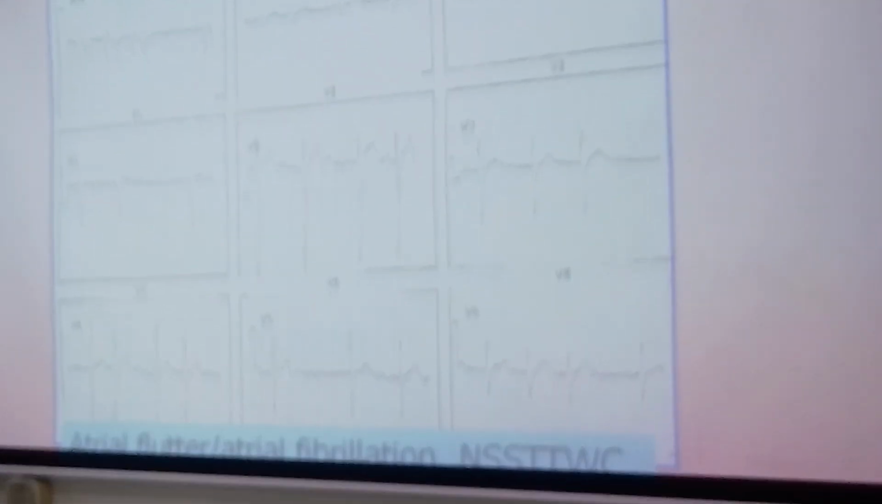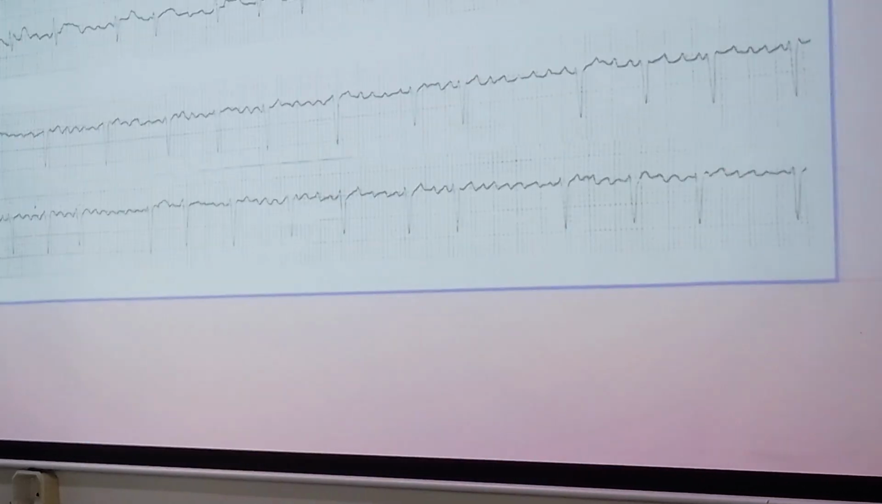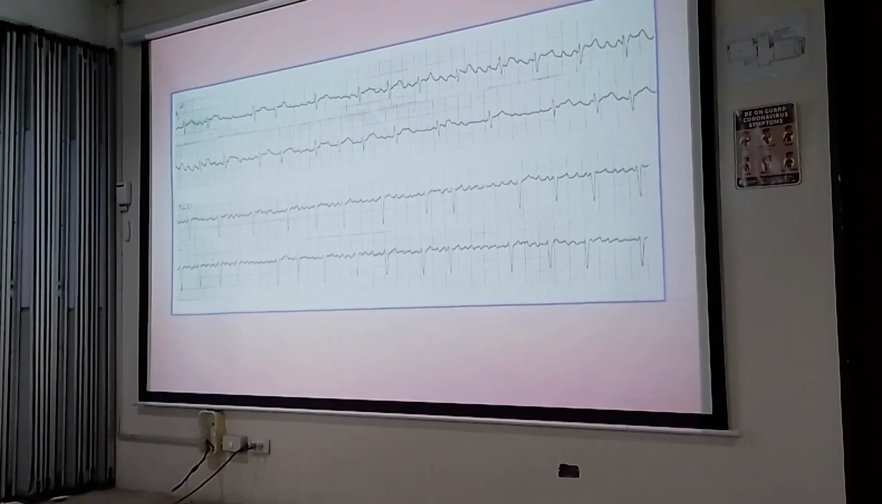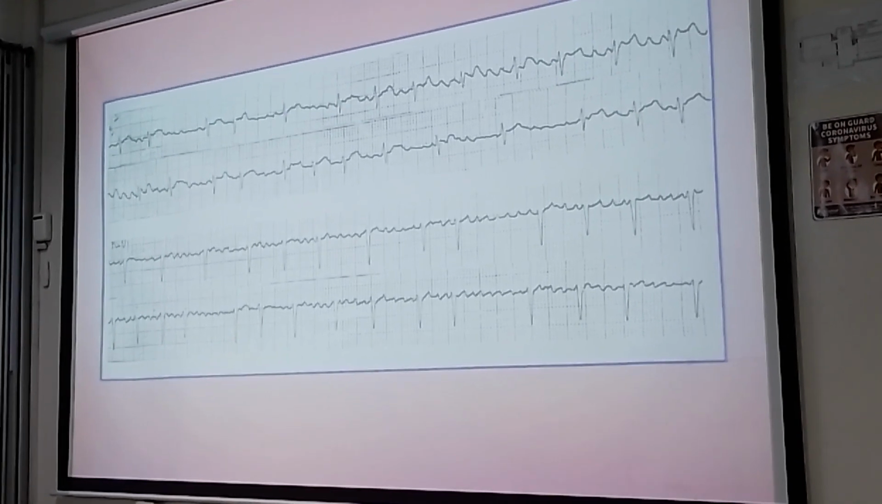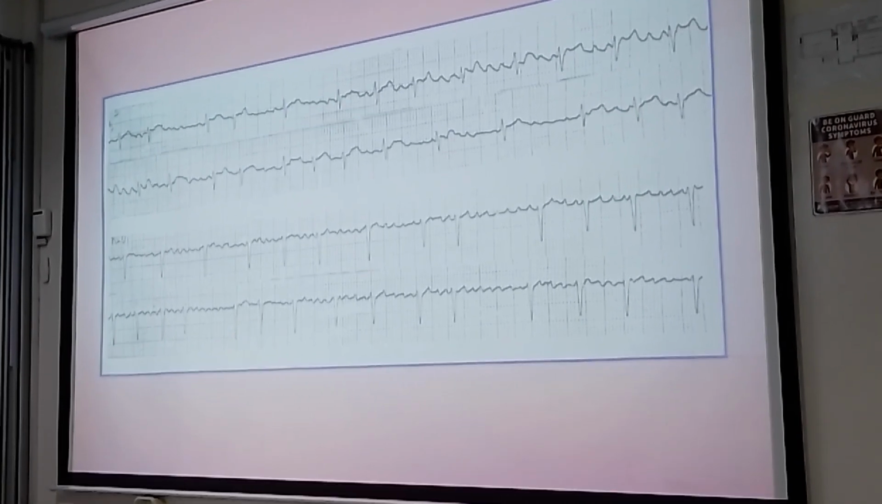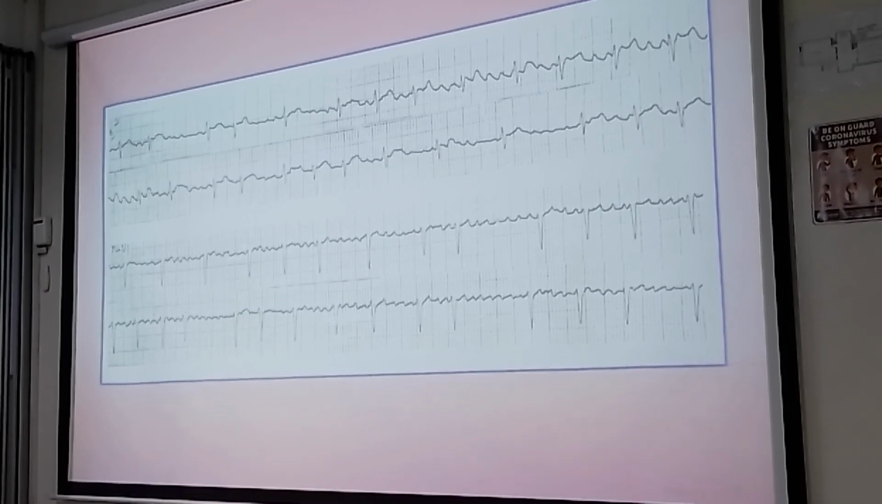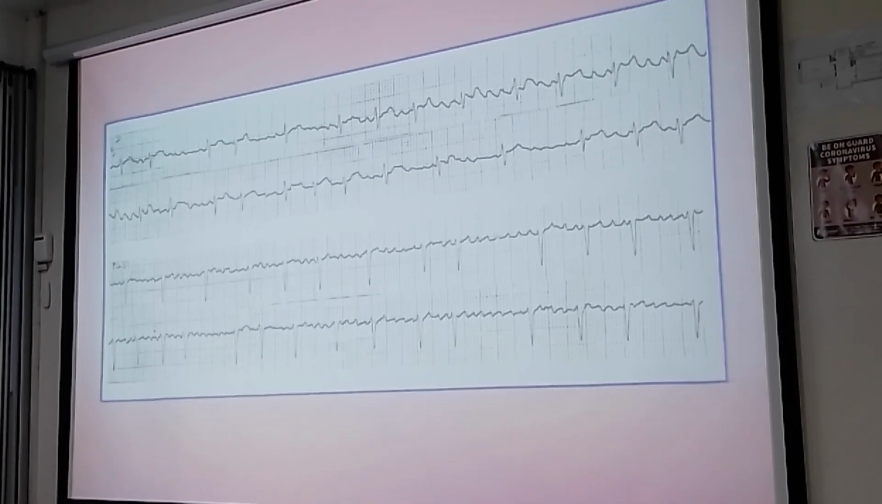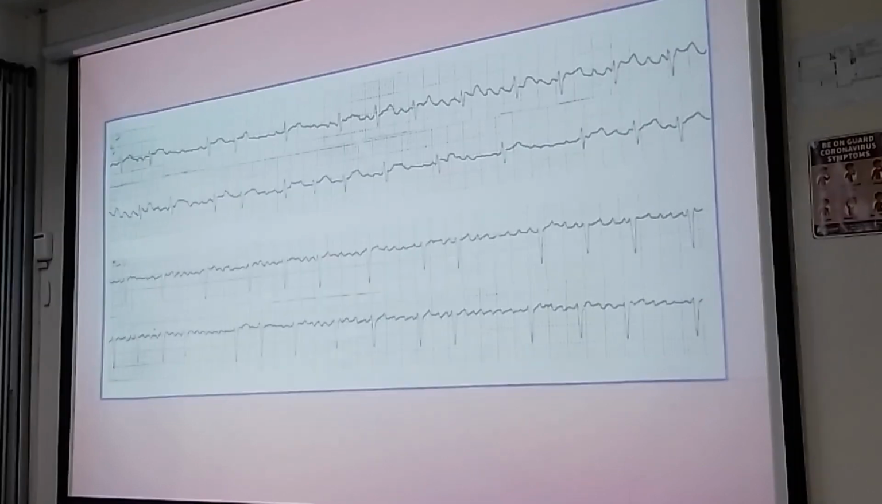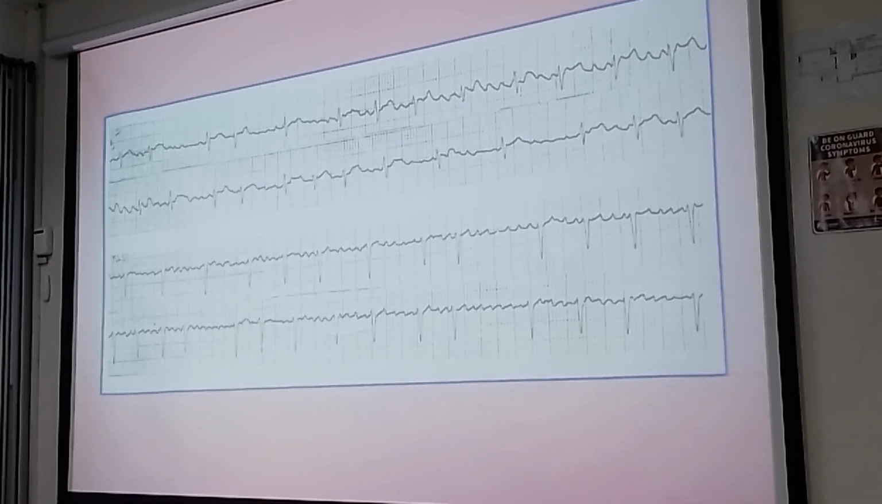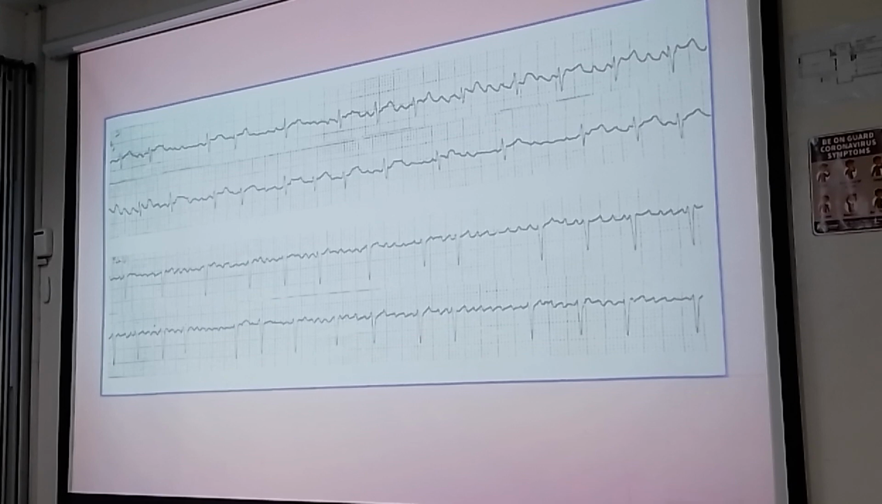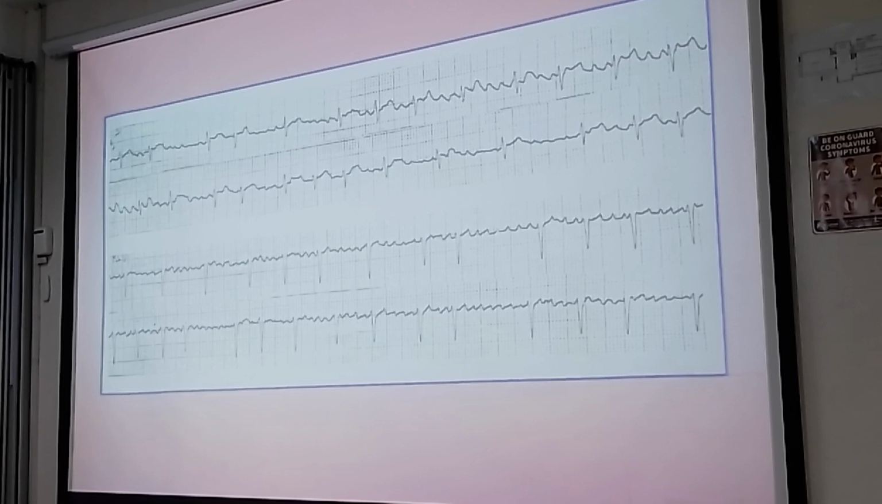This one, atrial flutter, fibrillation. This one is all obvious. Instead of seeing P waves, you see these are flutter waves. So this is atrial flutter waves. You don't see the P and the QRS, the P wave, it's flutter waves.